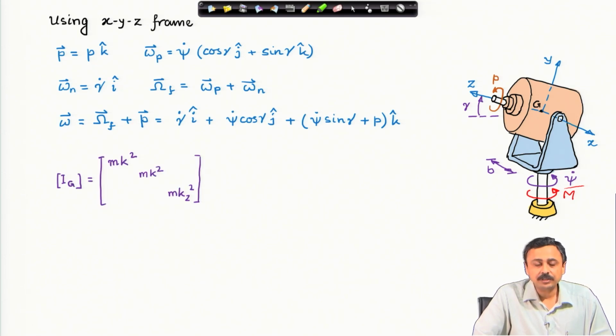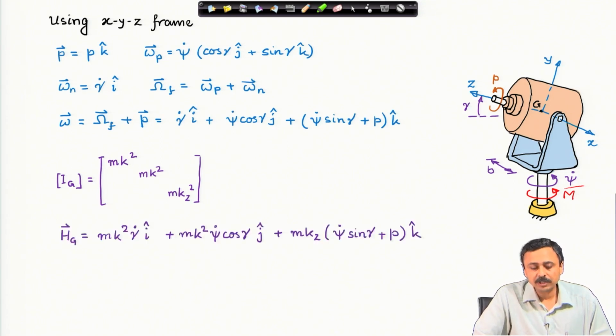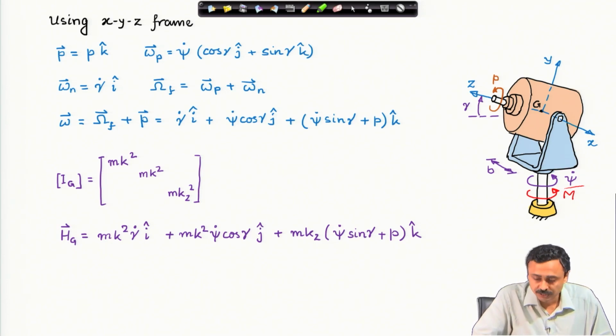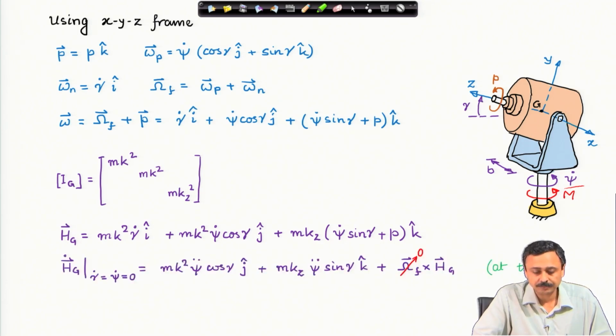Now, the moment of inertia tensor for this rotor, as we are provided with the radii of gyration kz and k: about the axis of symmetry it is kz and about the other two axes it is k. This is an axisymmetric rotor. We have the moment of inertia tensor, the other entries are all 0. The angular momentum about G therefore turns out to be this. This is the product of the moment of inertia tensor and the angular velocity. So, this is the angular momentum about the center of mass of the rotor.